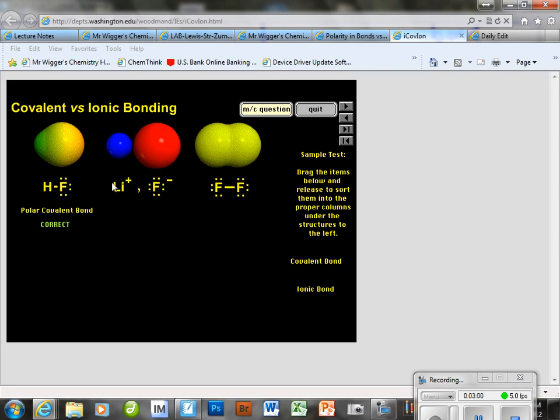The Lewis structure on these ions should have brackets around them, and we should see a bracket on both sides of the lithium, a bracket on both sides of the fluorine. This particular program doesn't show that, but be aware that that's what they should look like. So we're going to call this guy the ionic, and then this guy here is covalent, and it is not polar because both fluorines have exactly the same electronegativity. And so then we get to covalent.